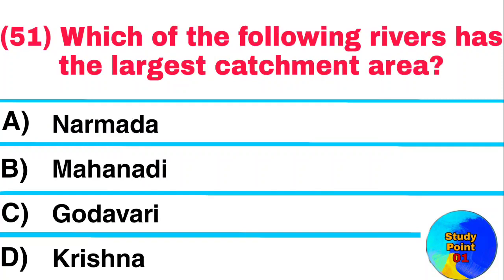Question. Which of the following rivers has the largest catchment area? A. Narmada, B. Mahanadi, C. Godavari, D. Krishna. Answer. Godavari.